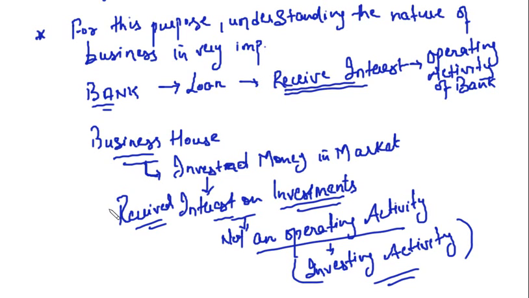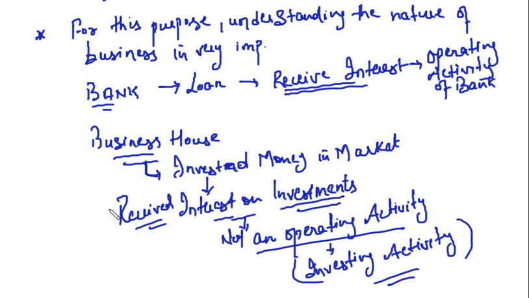So, understanding the nature of business is important to identify which transaction will fall in operating activities and which transaction will not fall in operating activity while calculating the cash flow statement. We have to identify what is the cash inflow and cash outflow out of the operating activities, out of the activities which are directly related to the operations of the business. Clear?